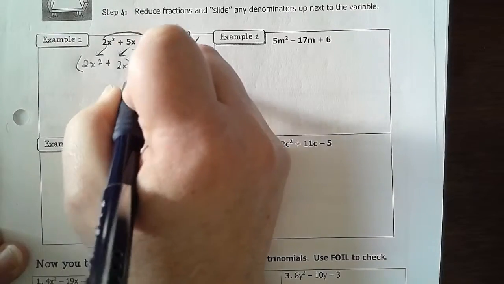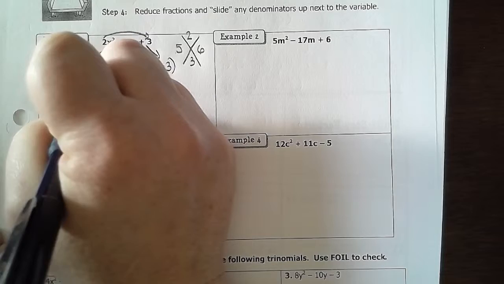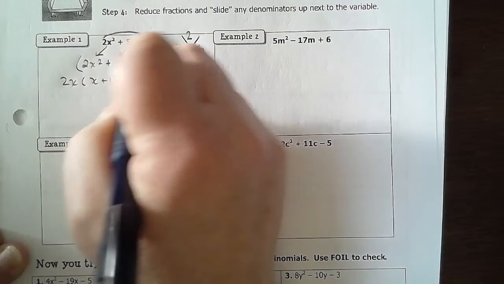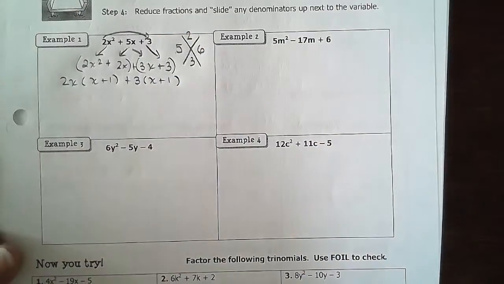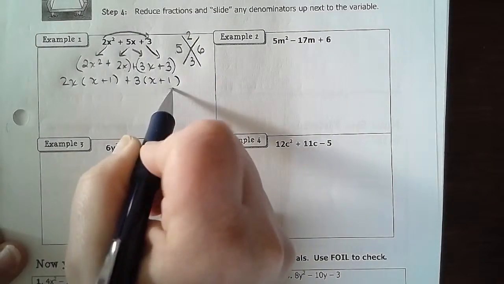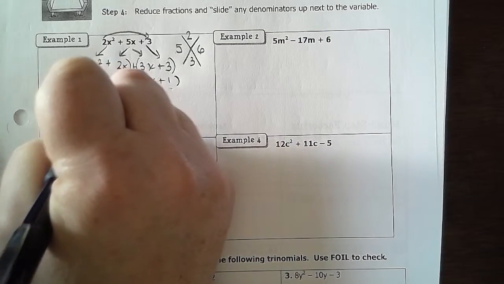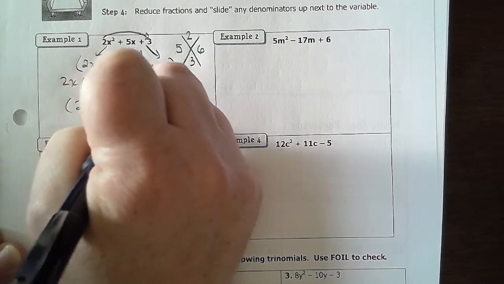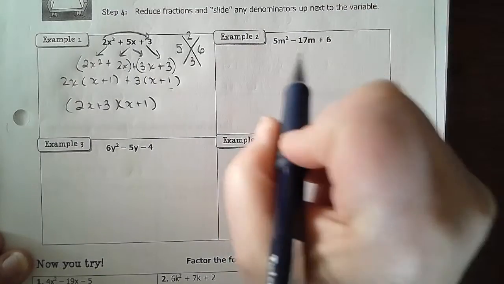I group these two together, and I get 2x times x plus 1 plus 3 times x plus 1. And then I end up with two factors, which works out really great. So I have 2x plus 3 times x plus 1. All right? Now, let's try the next one.